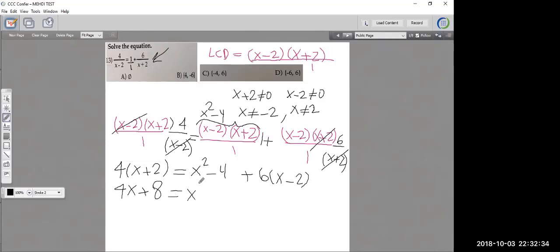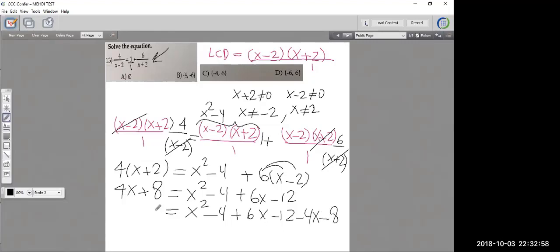Equal to x squared minus 4. I'm going to distribute this: plus 6x minus 12. So I need to move everything to one side of the equation. I'm going to go ahead and move everything to the right. So I'm going to copy what I have on the right-hand side, and then subtract 4x, subtract 8 from both sides of the equation, so everything is equal to 0 now.